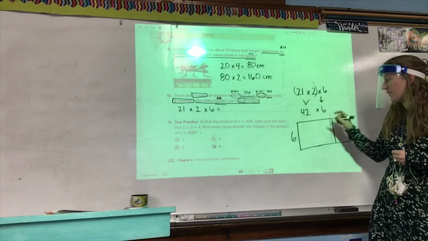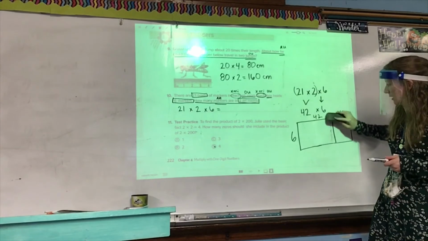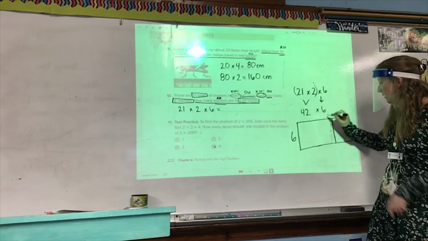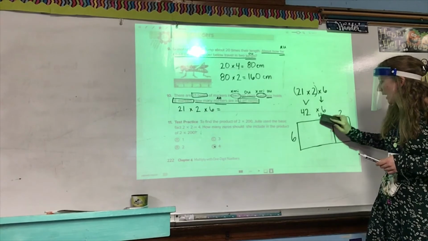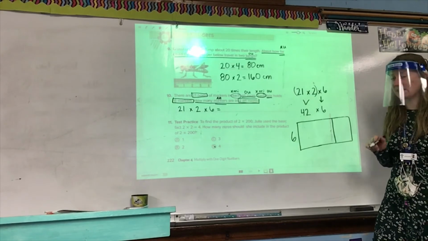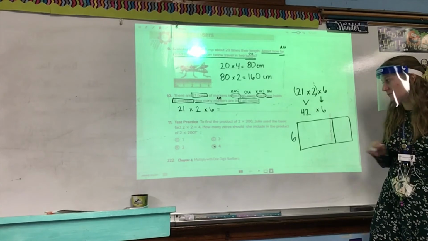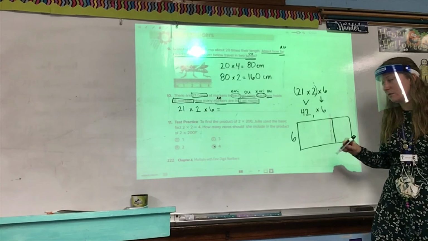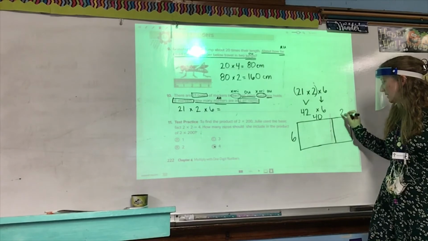I don't write the number at the top because that might make you think you do this. Is that what you do? No. I write the number at the top in what, Erin? Expanded form, which looks like what? 40 plus 2. 40 goes where? On the 10 side, which is bigger. 2 goes where? On the 1 side, which is smaller.